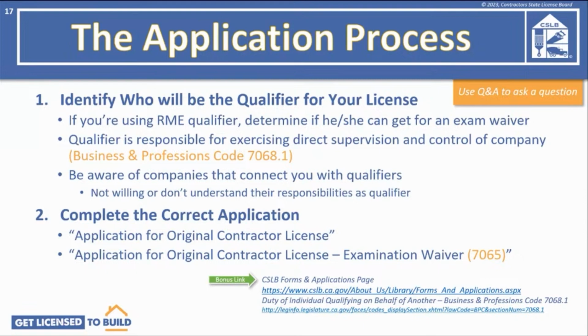Next, make sure you complete the correct application. There are 2 options. Number 1, application for original contractor's license. Number 2, application for original contractor's license examination waiver 7065. We've got links to both at the bottom of the page.